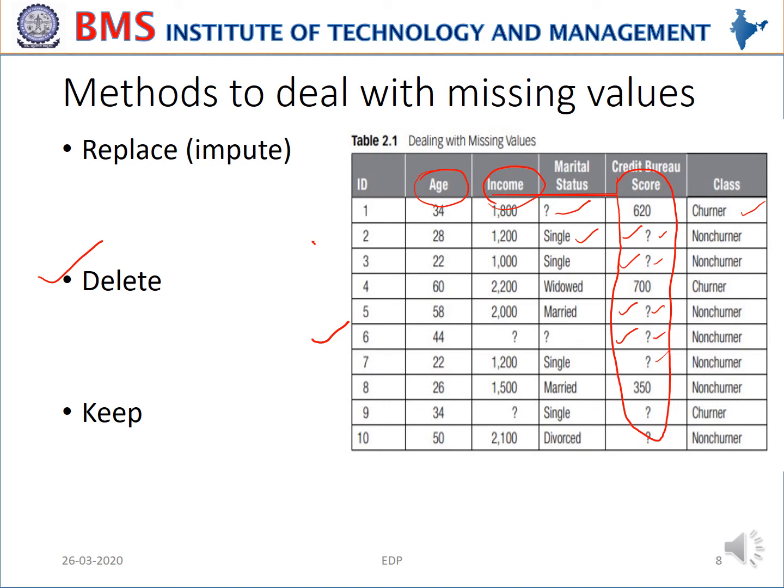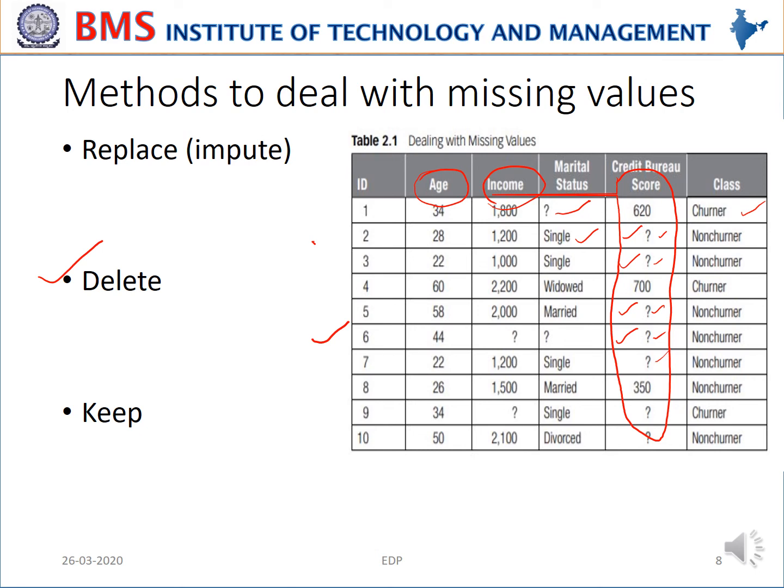So we have to see whether a column is having more missing values or a row is having more missing values. Based on that, if a column has more missing values, that column can be omitted. But in a data point case, if a row is having more missing values, that row also can be deleted.